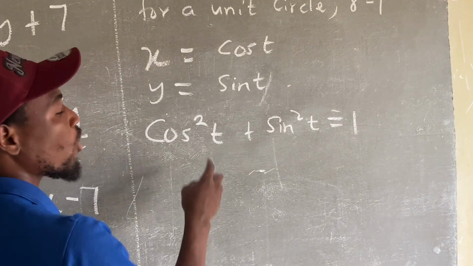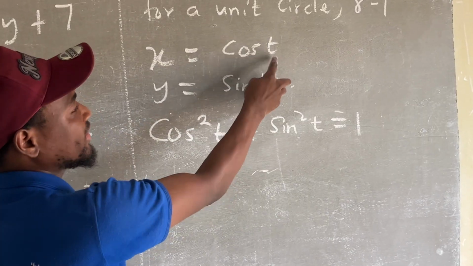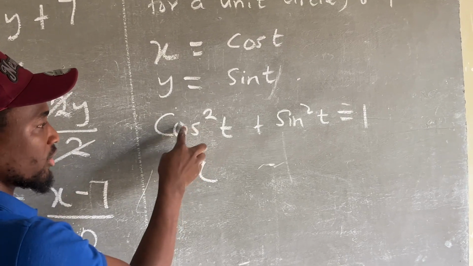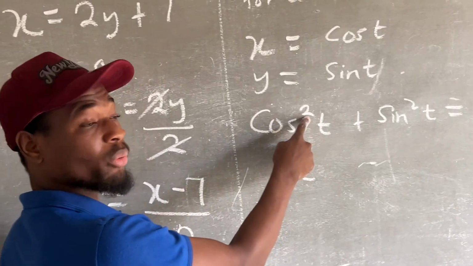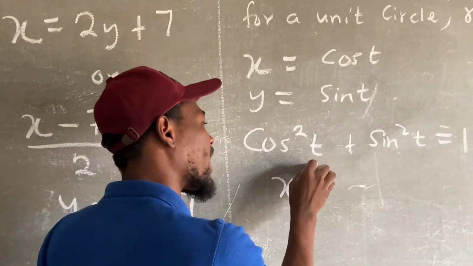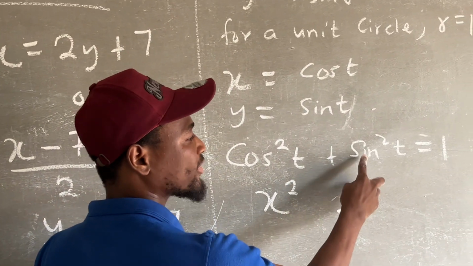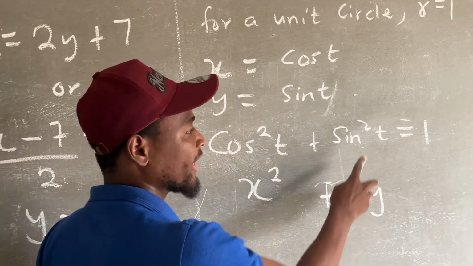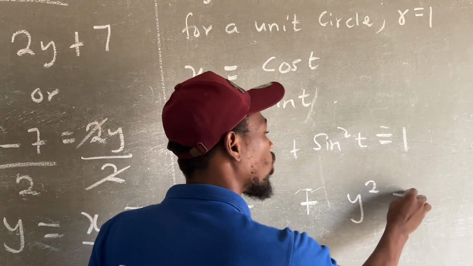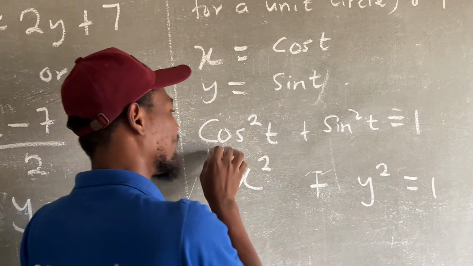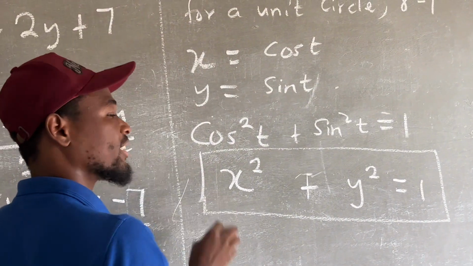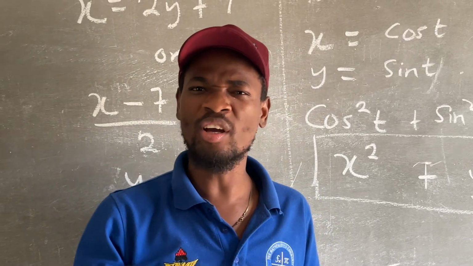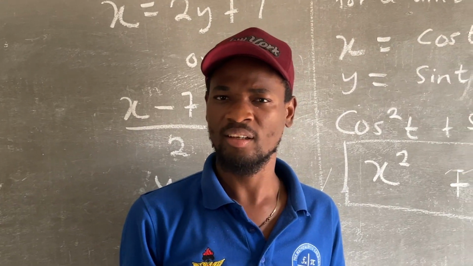So viewers, now what is cos t? Cos t is x, so I have x, and remember, it has been squared. That's the reason why we see the 2 here, the squared. Then plus sine t. Sine t is my y, and remember, it has been squared. So I have it this way, which is equal to 1. So therefore, this is the equation of a circle. So viewers, have you seen how important parametric equation is?